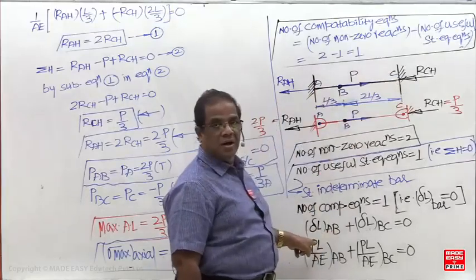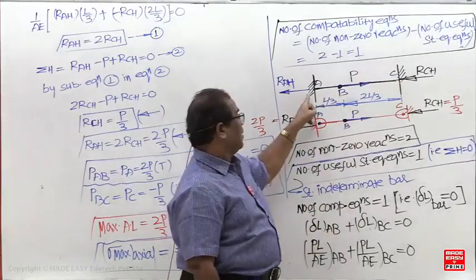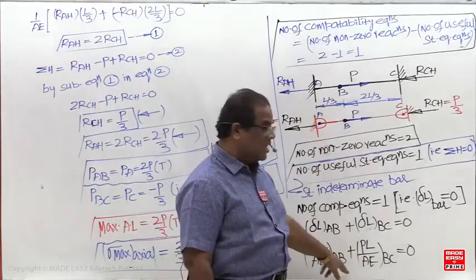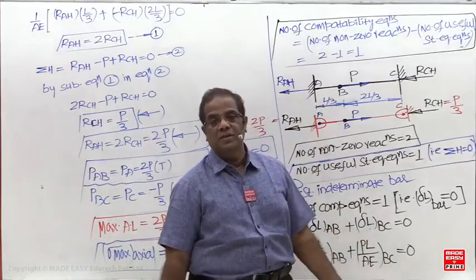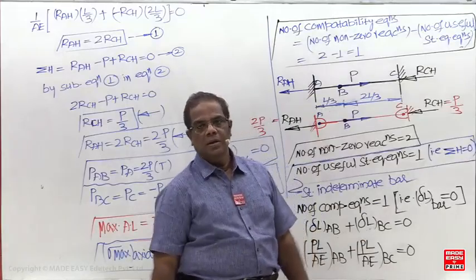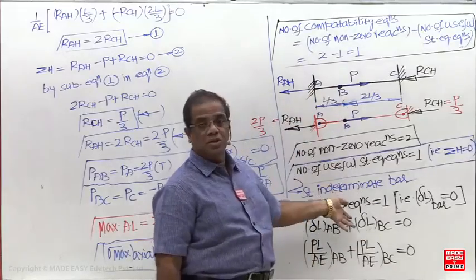Then what should I write down? Theta of AB portion, theta of BC portion. Then TL by GJ plus TL by GJ should be equal to 0. TL by GJ. So you are going to do this question.